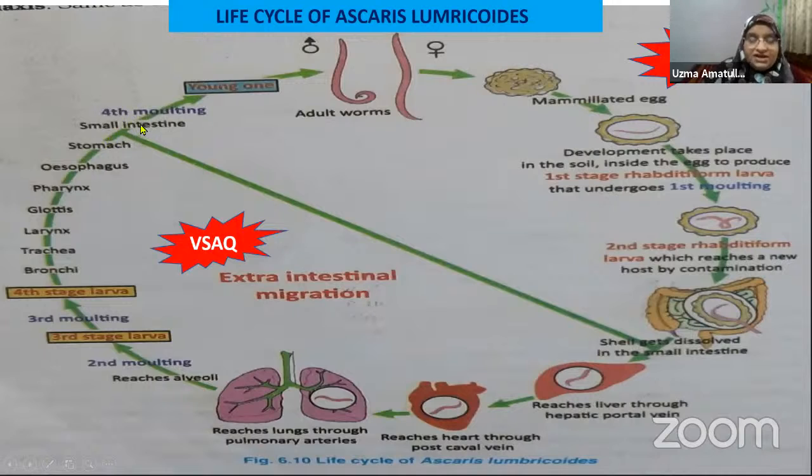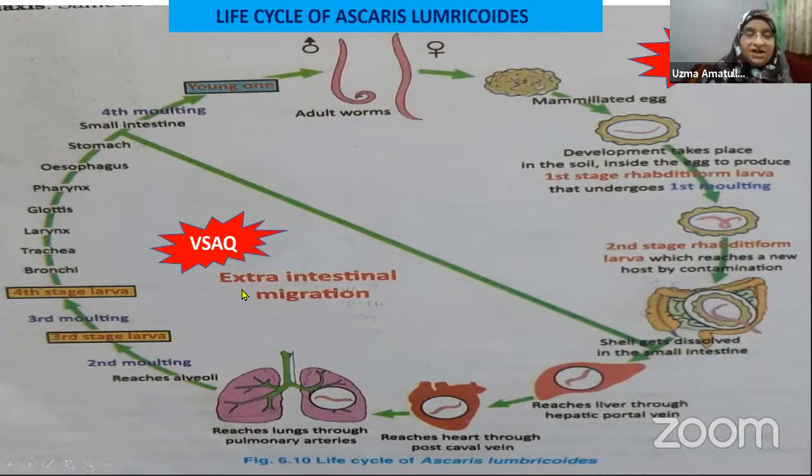In the small intestine, the last molting, that is the fourth molting, is taking place here, you see. Now with this fourth molting, this larva will transform into a young one. This young one will grow in size, and then it will attain sexual maturity, and they will become the adult worms in the small intestine. Again, that cycle continues. The male and the female copulate, and this disease continues spreading from one person to another person through contaminated food and water.